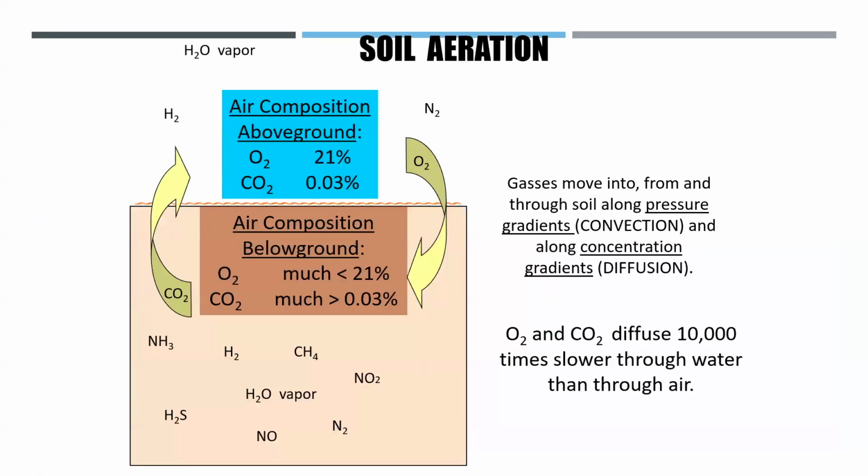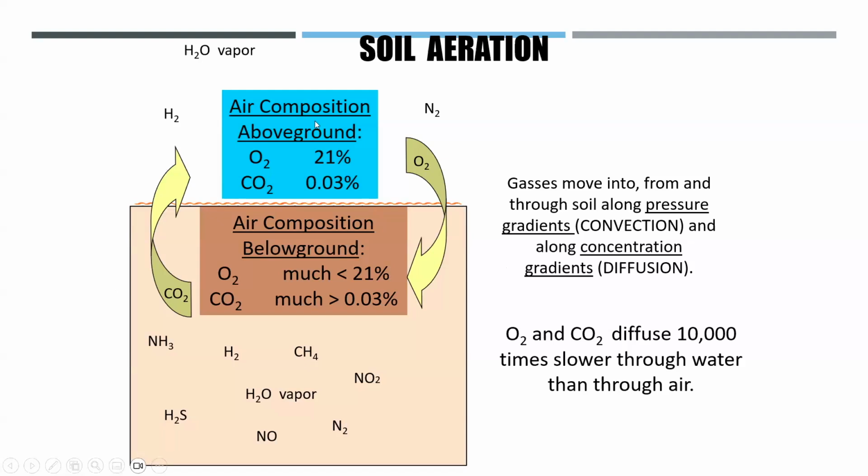Okay, so we talked about solids. Let's talk about some air. So, soil aeration. The biggest concept here is to understand that in those pore spaces, we do have soil air moving. And above ground, it's about 21% oxygen, a little bit of carbon dioxide in here. Below ground, a lot less than 21% oxygen, depending on what's exactly going on, and a lot more carbon dioxide. So, just like water, air will move along different gradients, pressure gradients, and concentration gradients.